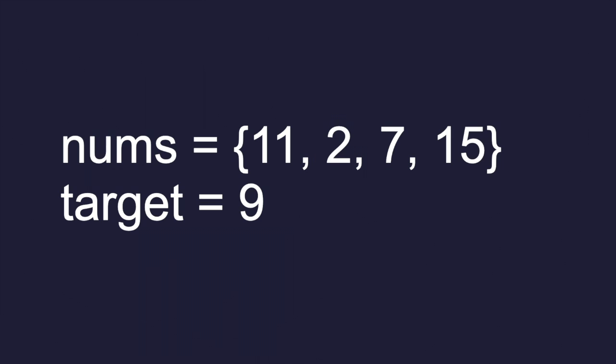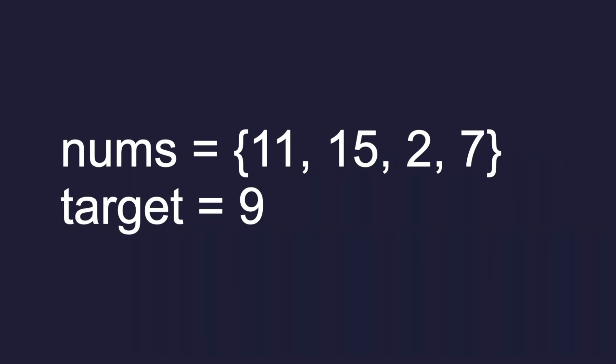But let's start to think about the runtime complexity of this algorithm and imagine the worst case scenario. What if we're given the numbers with 2 and 7 in the final indices of the array? In that case, we would have to loop through the whole array 6 times.